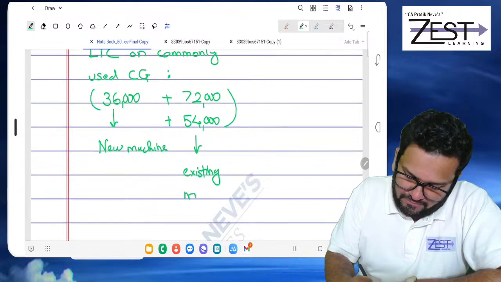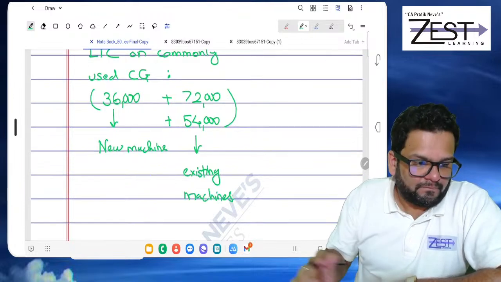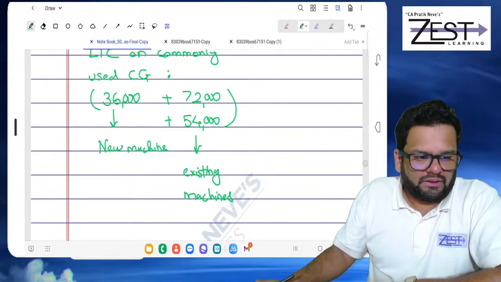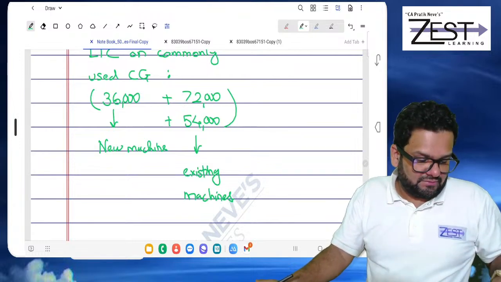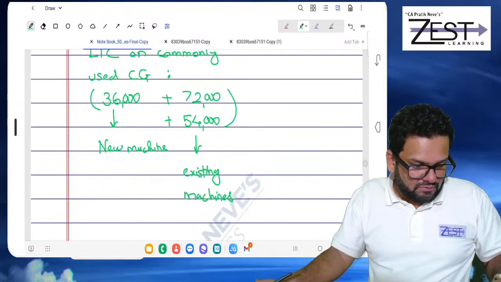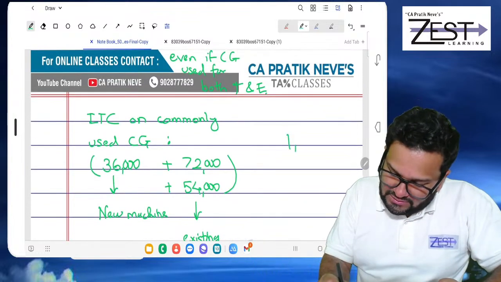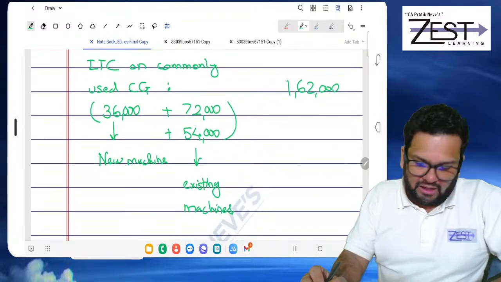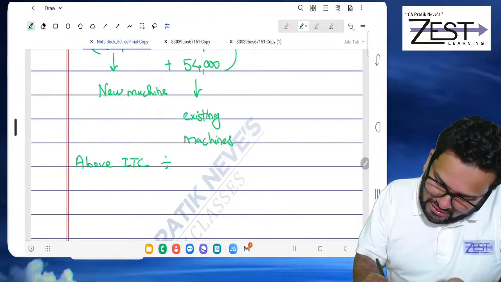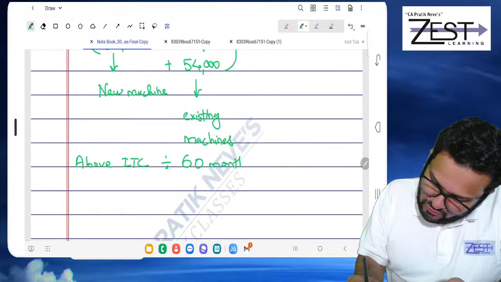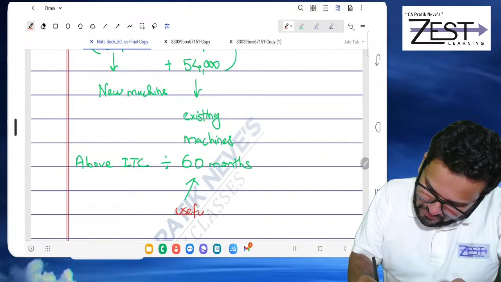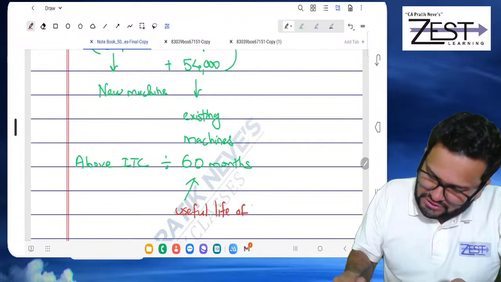Do you agree with me? So can you please take total 36 plus 72 plus 54. Are you getting 1,62,000? Now, above ITC divided by 60 months. Why 60 months? 60 months because it is useful life of CG.